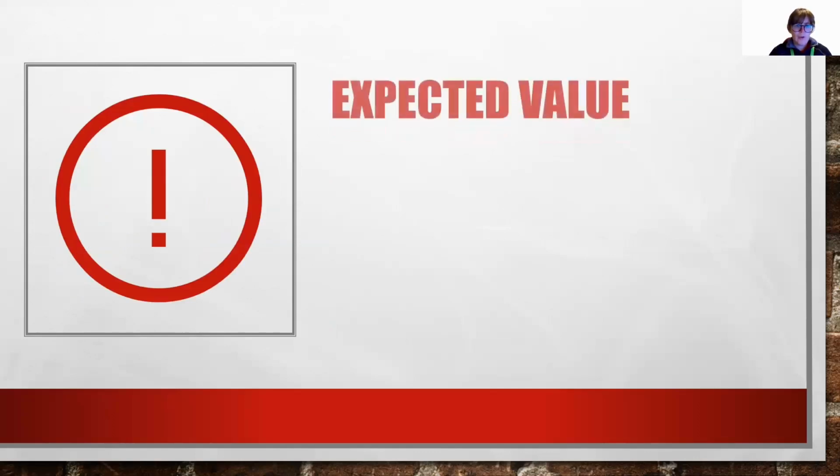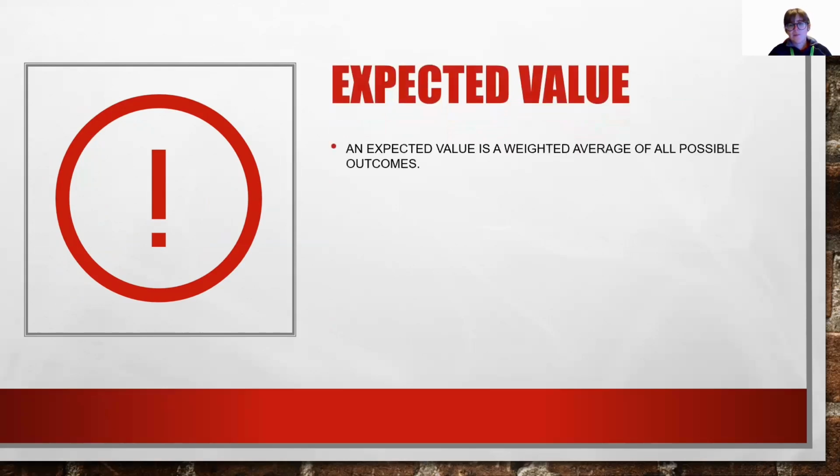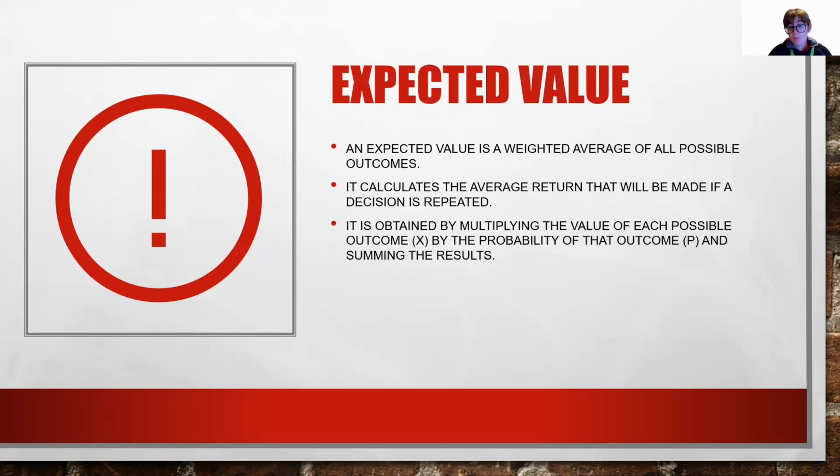We're going to have a little look at risk now. So expected value, what do I mean by that? Well, an expected value is a weighted average of all possible outcomes. It calculates the average return that is going to be made if a decision is to be repeated. It is obtained by multiplying the value of each possible outcome by the probability of that outcome and summarising the results. The formula for the expected value can be seen on screen, but essentially that is just multiplying our probability of the outcome by the value of each possible outcome.